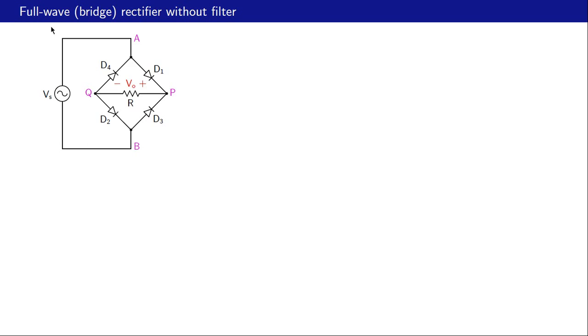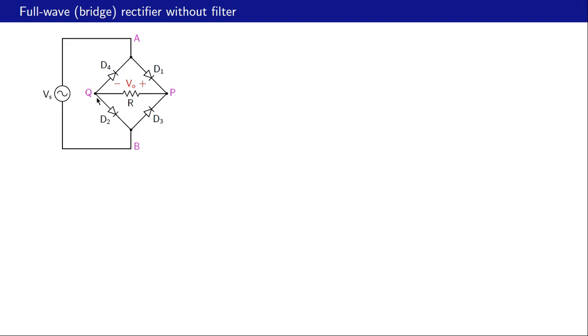Here is a full wave rectifier without a filter, and it is also called a bridge rectifier because we have this diode bridge here. The AC source Vs is connected between nodes A and B, and the load, the resistor R, is connected between nodes P and Q.